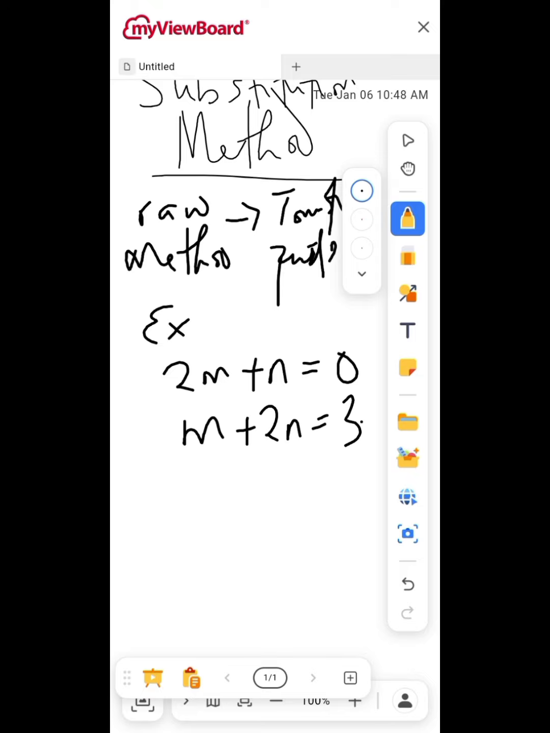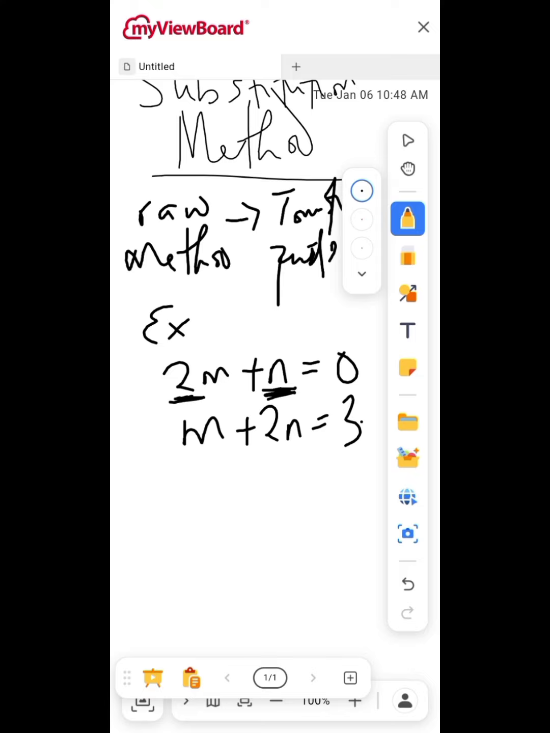Now, we have two equations. What I'm going to say is that when you study the two equations, if there is any one of them that has the coefficient equal to 1, you make that variable subject of the formula. Look at equation 1 now. The coefficient of m is 2. The coefficient of n is 1. So it's easy for me to make n subject of the formula.